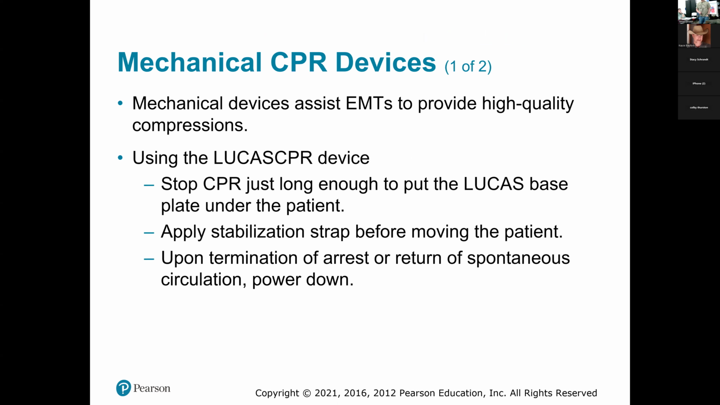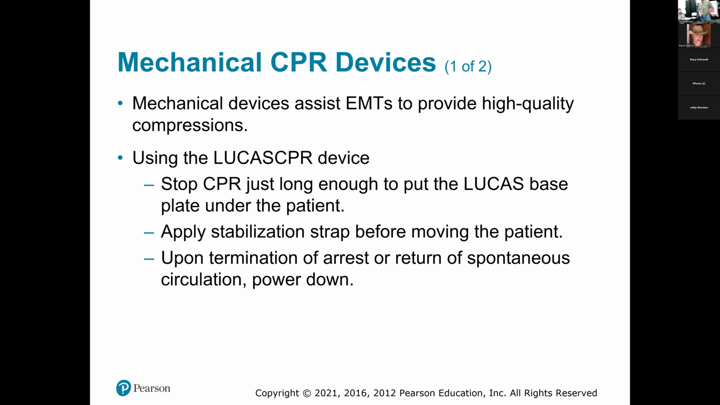All right, so mechanical CPR devices. We currently use the Lucas CPR device. We used to use the AutoPulse. I think they might still have one up in Glen Rock. I'm going to try and get it down here, if they do, that way you guys can look at it, see what it looks like.